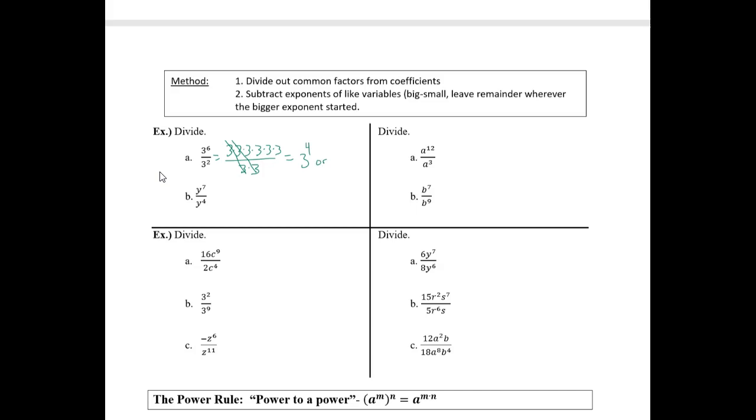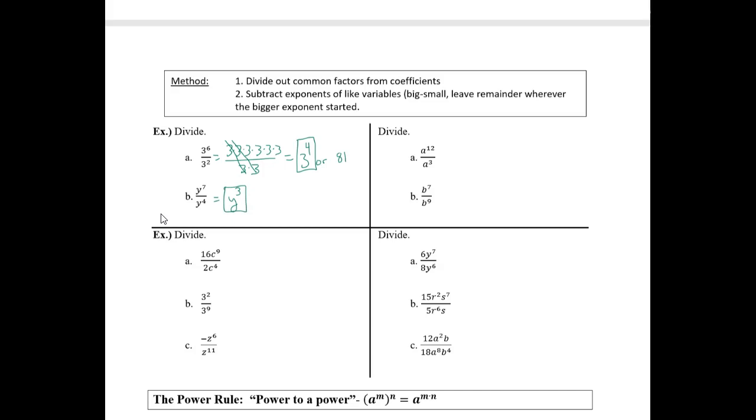Or if you're asked to evaluate, 3 to the 4th would be 81. Most likely, if you had a problem like that on your homework or test or something, they'd want you to leave it in that form, just showing that you know that quotient rule that says if I'm dividing, I would subtract 6 minus 2 and get 4, so 3 to the 4th power. Okay, so again, this is a base here, not a coefficient. In part B, I have y to the 7th divided by y to the 4th. 7 minus 4 is 3, so I end up with y to the 3rd power.